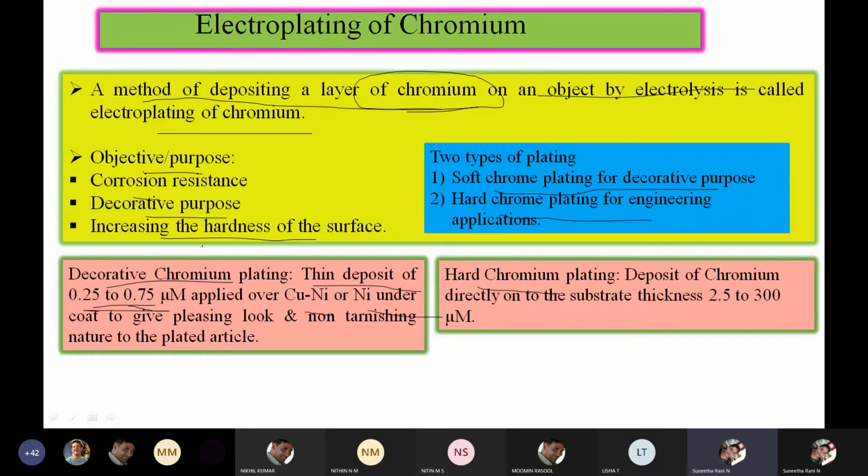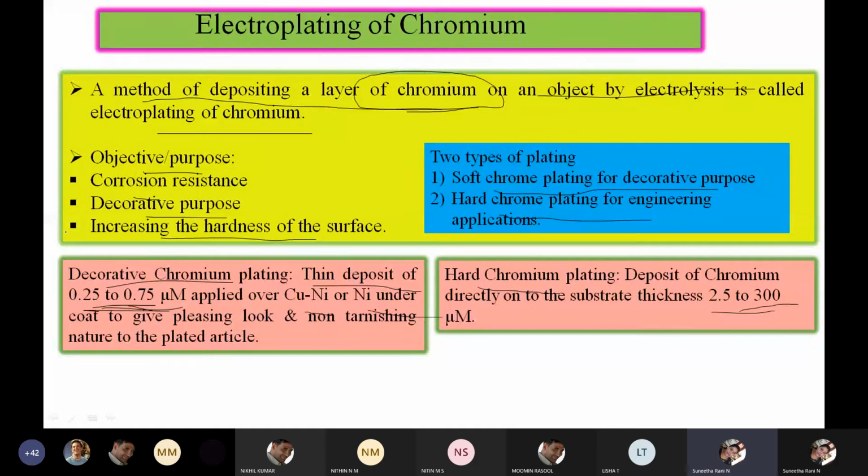So what is hard chromium? Hard chromium plating is a depositing of chromium. The thickness of the chromium is 2.5 to 300 micrometer. So compare between the decorative chromium and hard chromium. Here the thickness of chromium is more, hence it is called hard chromium plating. Here the thickness of chromium is less, hence we call this decorative chromium.